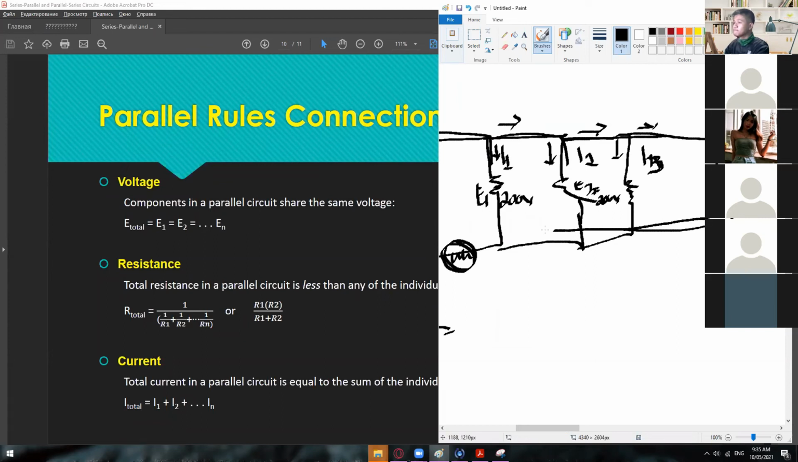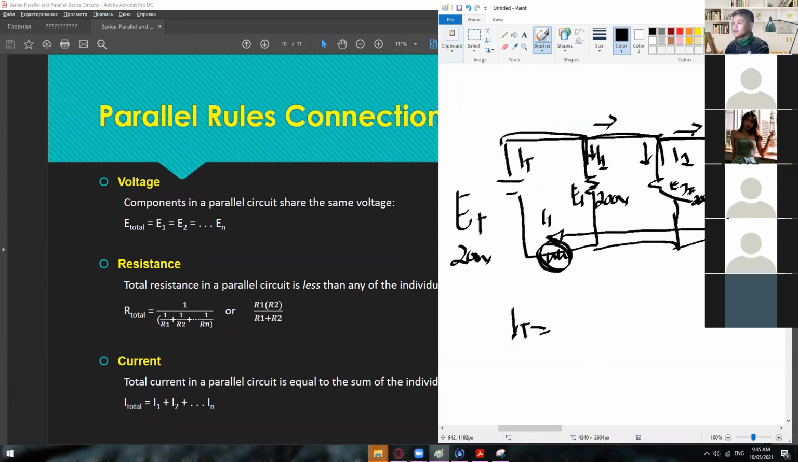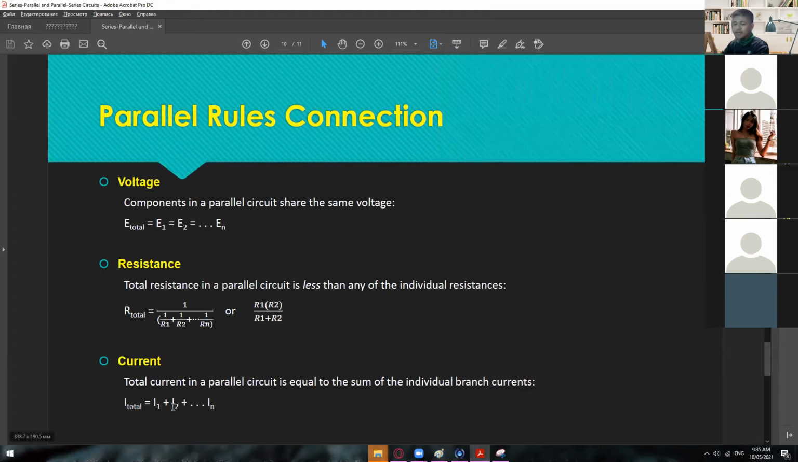Hanggang sa babalik na siya dito. Okay. Which is now again equal to I total. Alright? So kung ilang section man yon or ilang nodes, ganun din kadami yung individual currents natin. Okay? I1 plus I2 plus I3 and so on and so forth.